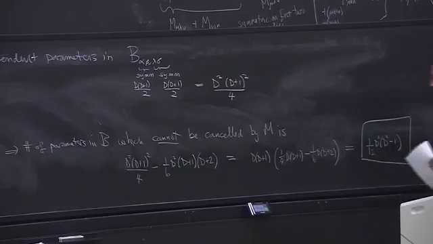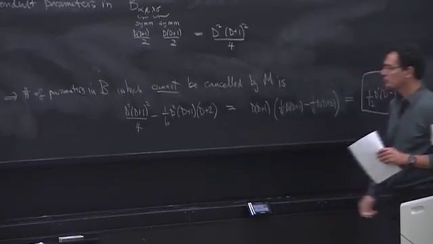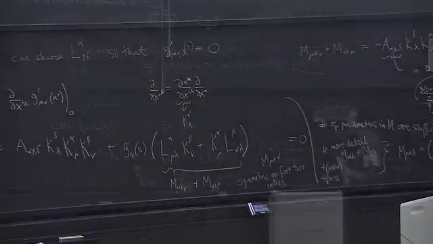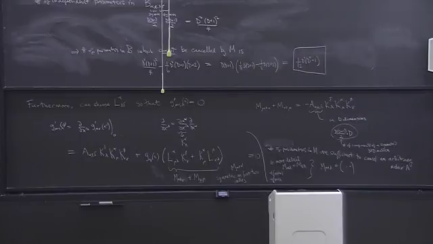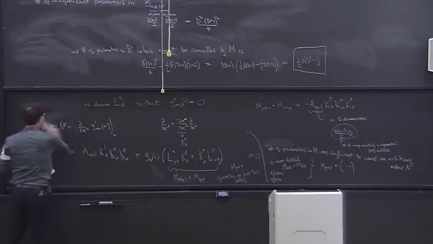Okay, so this is the number of parameters in the second derivatives which cannot be cancelled by choice of coordinates. So yeah, I'll write it down here.